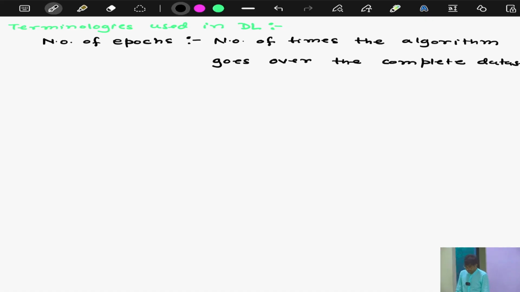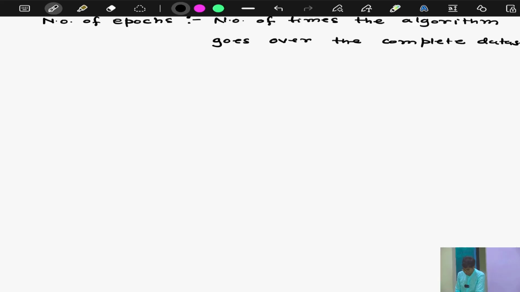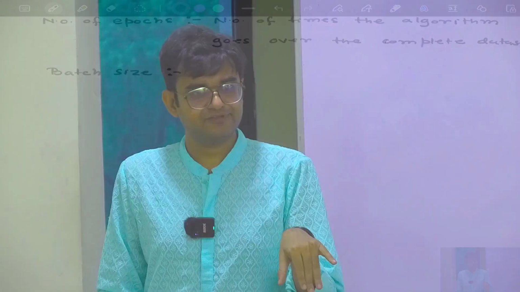The second thing is batch size. Okay. The second thing is batch size. Batch size is the number of samples after which your model gets updated. The number of samples after which your theta is updated.